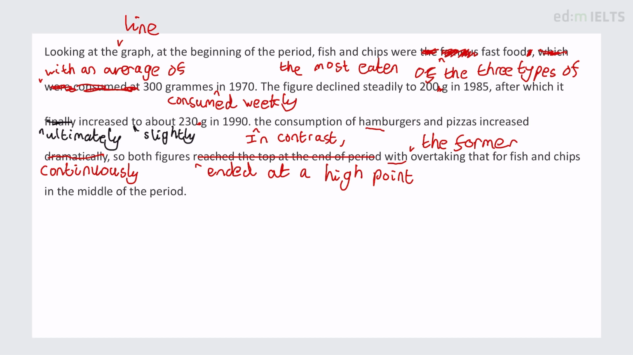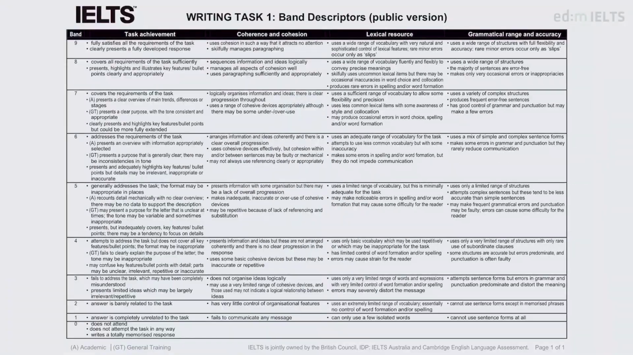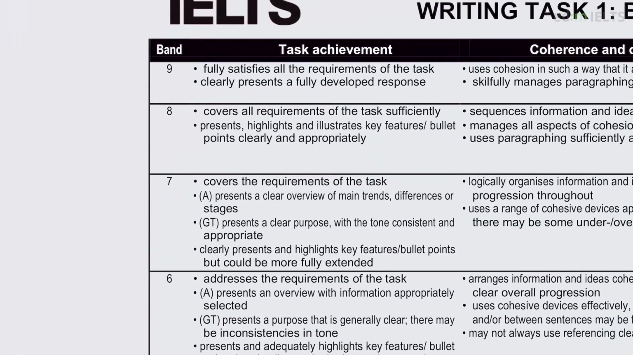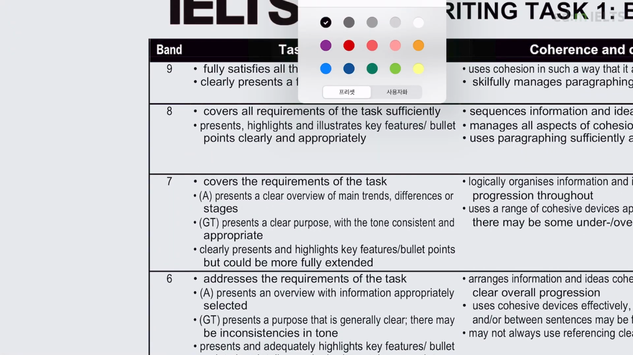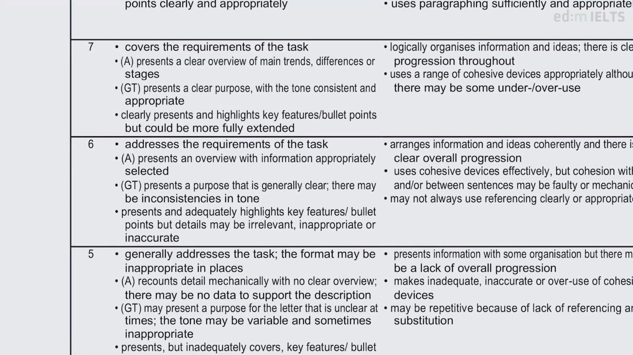Okay, that looks okay to me now. Scoring. So, task achievement. What I gave this at the time I received it, I believe, was 6. Addresses the requirements of the task. Presents an overview with information appropriately selected.